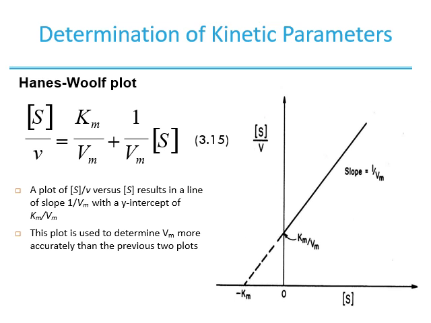So the Haynes-Wolff plot is actually the plot of substrate concentration divided by product rate versus the substrate concentration. So when plotted, we will get the slope to be this one, 1 over Vm, and this is the intercept. Okay, this is the intercept. So this is the Haynes-Wolff plot.